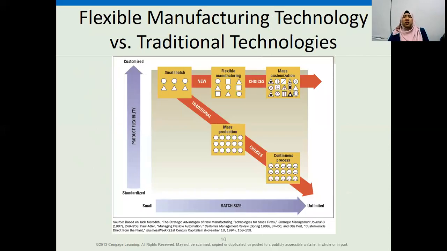All right, so this is flexible manufacturing technology versus traditional technologies. Okay, so we have the small batch to the unlimited batch, and then we have standardized going to the customized.